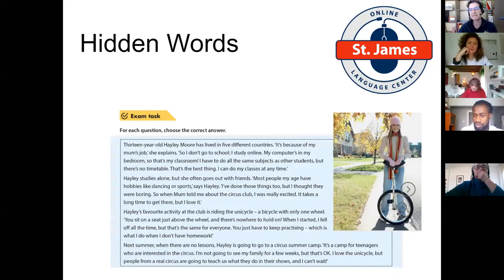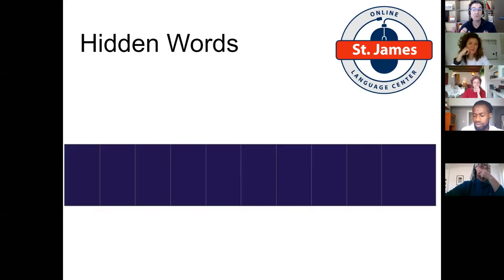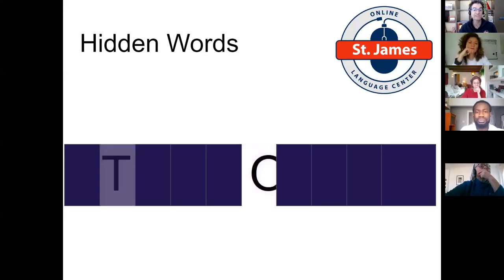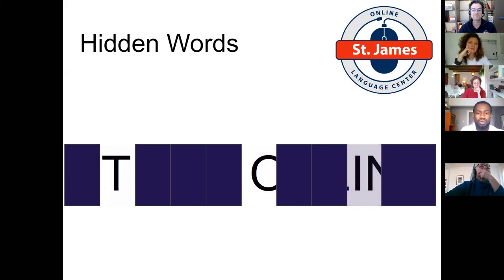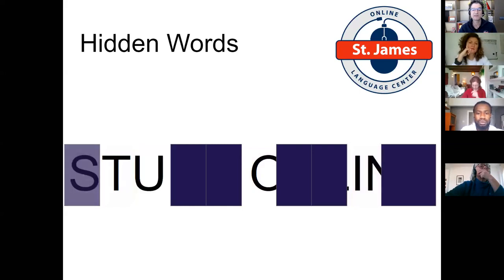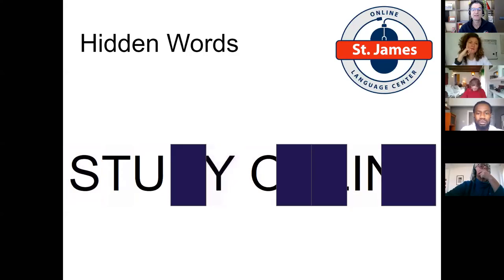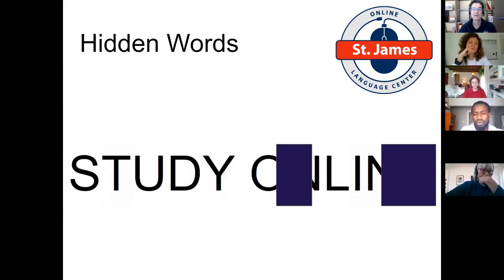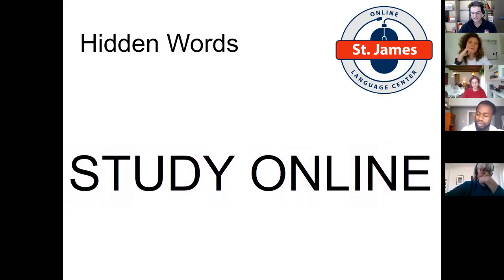I did this reading with my teenagers last week or a few days ago. What I did, I chose some key words and I hid them, and they had to guess the hidden words. Again, in a simple way. Can anybody think? Yes, this reading was about a girl who was studying online. So studying online was a major piece of information.